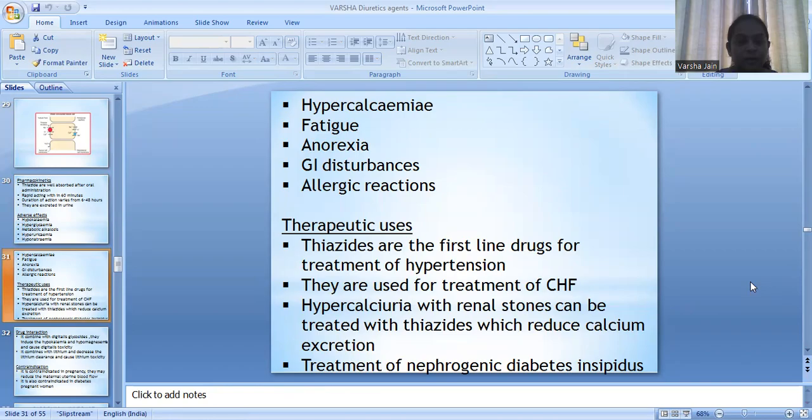Then coming to the therapeutic uses: thiazides are the first line drug for the treatment of hypertension. They are used for the treatment of CHF, congestive heart failure, hyperkalemia. Hypercalciuria with renal stones can be treated with thiazides with reduced calcium excretion. Treatment of nephrogenic diabetes insipidus.